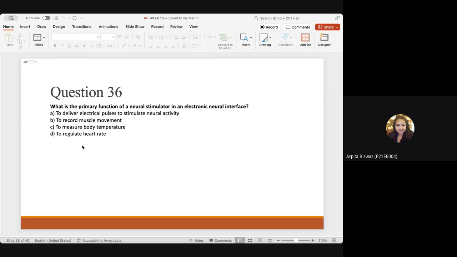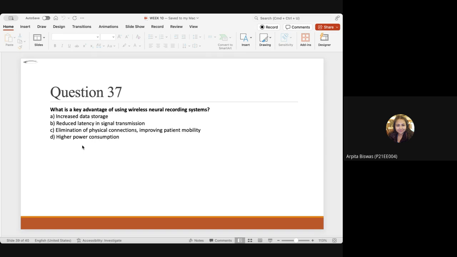So this is the question number 36. What is the primary function of neural stimulator in an electronic neural interface? First option, to deliver the electrical pulses to stimulate the neural activity. Option B, to record the muscles movement. Option C, to measure the body temperature. Option D, to regulate heart rate. So what is the right option? The first option is to deliver electrical pulses to stimulate the neural activity.